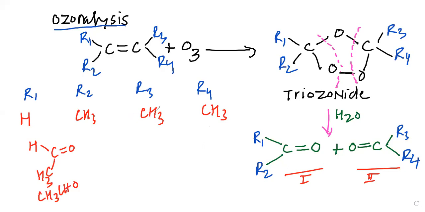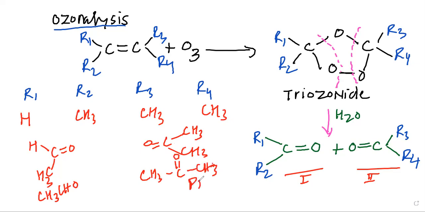And if your R3 and R4 are both CH3, then you are going to get CH3, C double bond O, CH3. This is nothing but CH3COCH3, which is known as propanone. So this is how, my dear students, we can get the various products of ozonolysis.